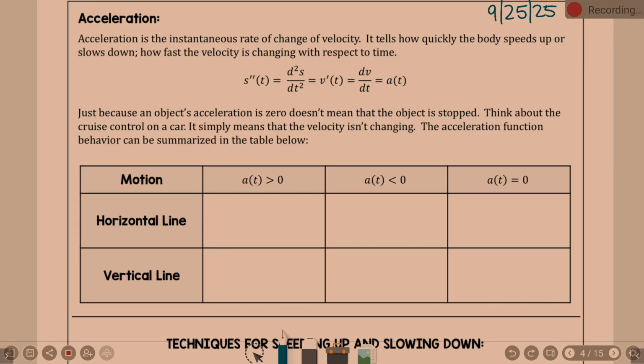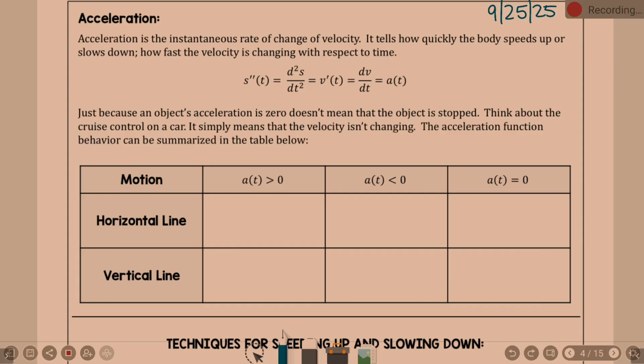So, acceleration is the instantaneous rate of change of velocity. So, it's a derivative of velocity. It tells how quickly the body speeds up or slows down, or how fast the velocity is changing with respect to time. I always think acceleration is the second derivative of the position function. It's also the first derivative of velocity. So you see lots of different options there.